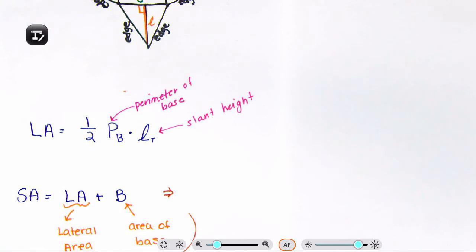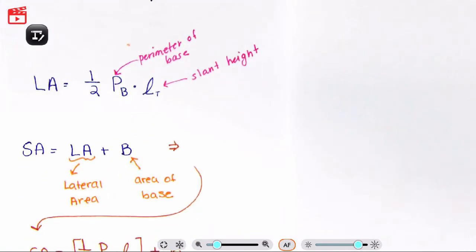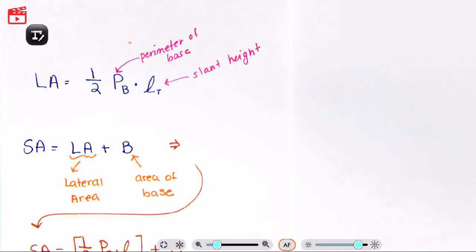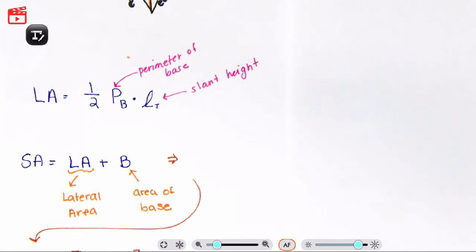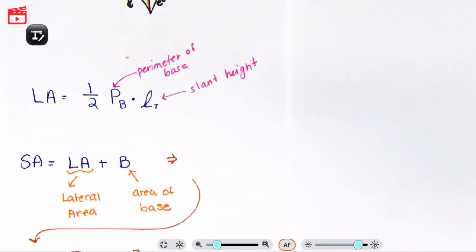Now, once we have lateral area, surface area is super duper easy because we take your lateral area and we add what we originally didn't add. So in lateral area, we didn't add the base. So in surface area, we're taking the lateral area and we're adding the base. When you're solving for your surface area, you want to find your lateral area first. Find your lateral area and then add whatever area of your base is.